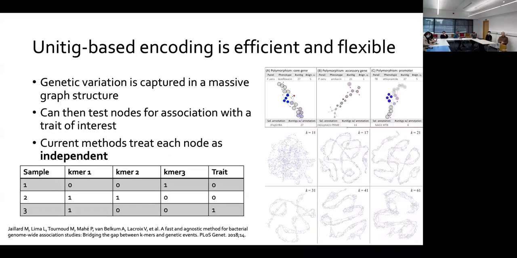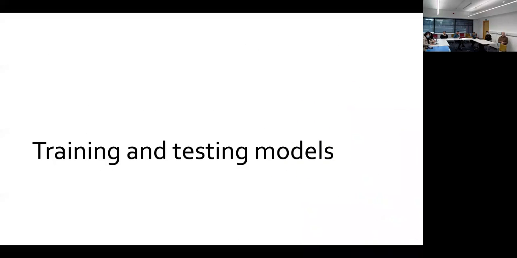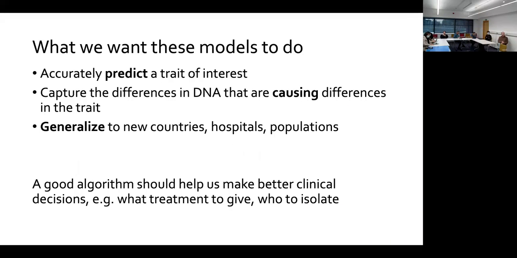Okay, so once we've got our table of data, we can then start thinking about training and testing the machine learning algorithm. So it'd be good to reflect on what we would want a machine learning algorithm to do if we were to train one. From my point of view, the things that I'm interested in is having an algorithm that can accurately predict a trait of interest from the DNA of the infectious disease. I would like it to do this by capturing the differences in the DNA that actually cause the trait.